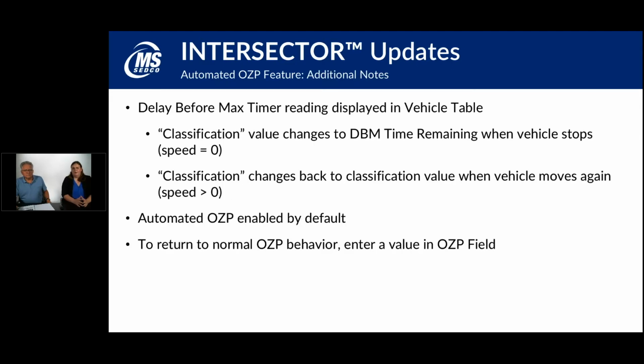Also, with this automated OZP, we added the ability to see your remaining delay before max timer in the zone table or in the vehicle table. So when a vehicle comes in and comes to a stop and the speed equals 0, that classification number is going to turn into your DBM time remaining. You can actually watch it count down until he begins moving again, speed is greater than 0, then it'll change back to classification.